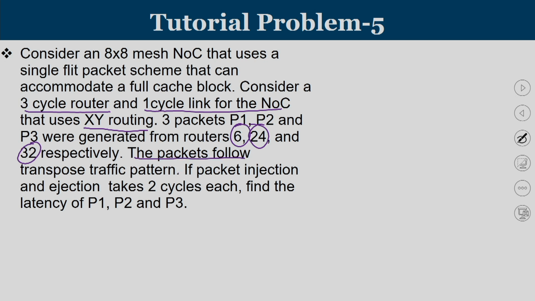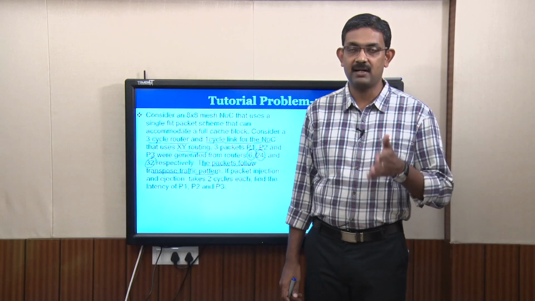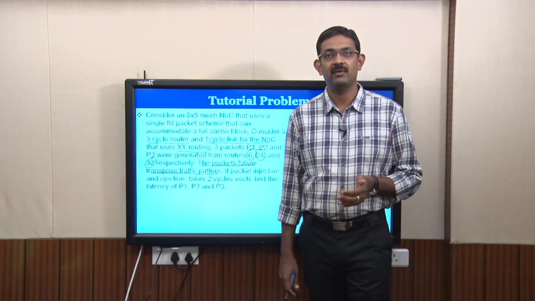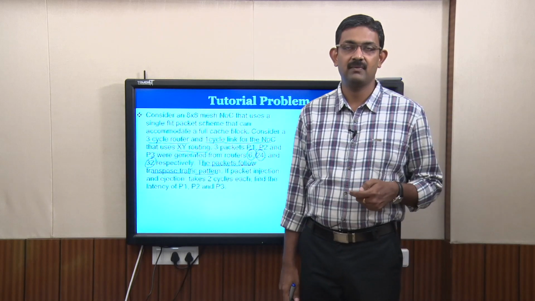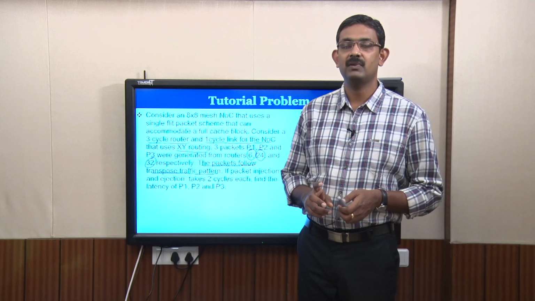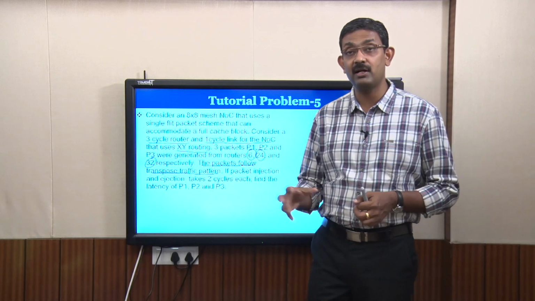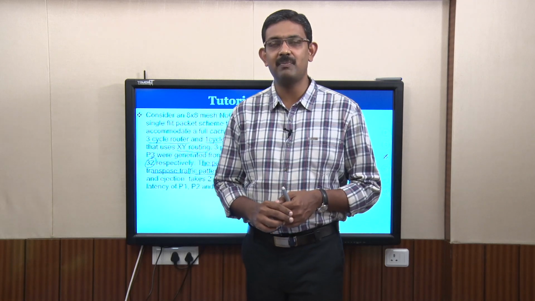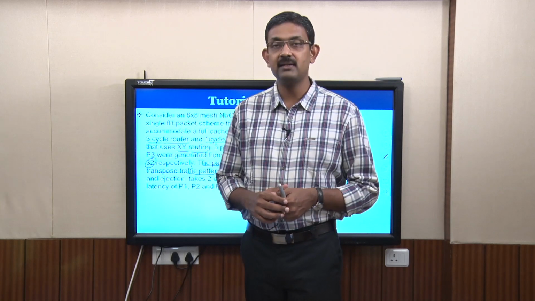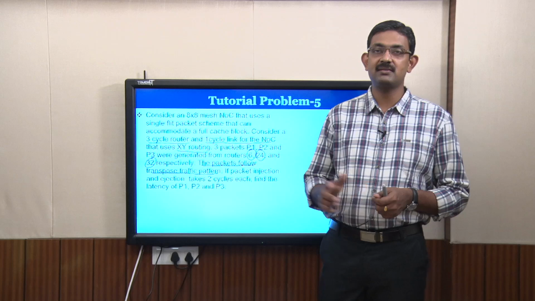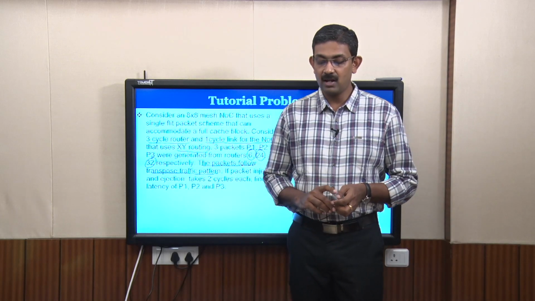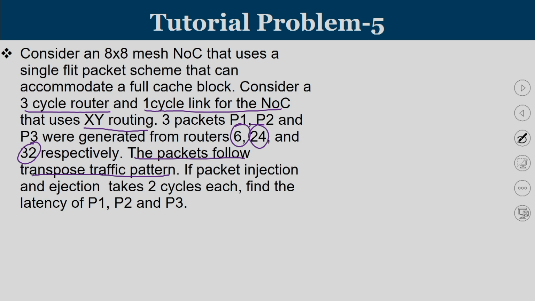So in all our previous examples, it was mentioned from where the packet is starting and to where the packet is going. That is, the source address and the destination address is given in this question. But in this particular question, it is mentioned that packets will start from 6, 24 and 32, but the destination address is not mentioned. It is this information that these packets follow a transpose pattern is an information to find out what are the destinations of these packets. Now, if packet injection and ejection takes 2 cycles each, find the latency of P1, P2 and P3.